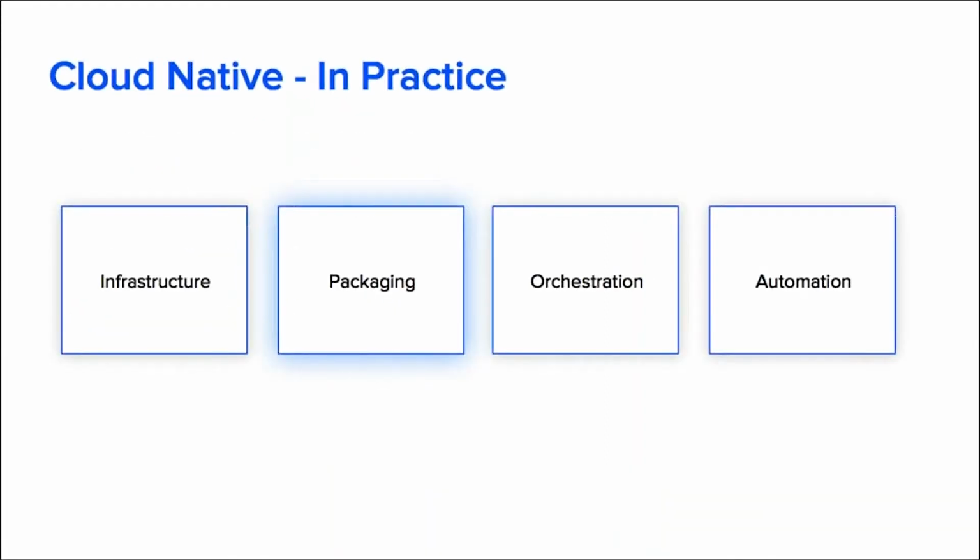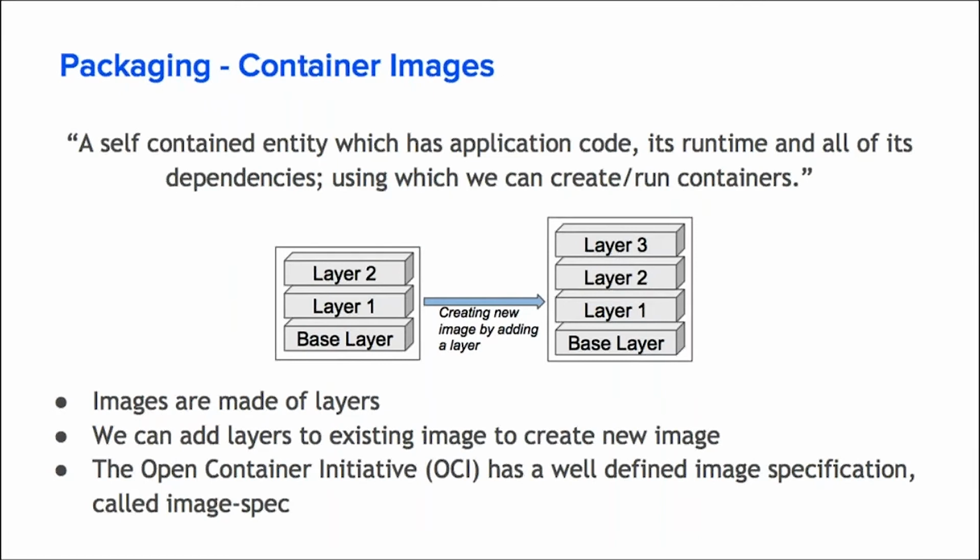Okay, now let's talk about packaging. In packaging for a cloud native system, we use container images. A container image is a self-contained entity which contains application code, its runtime, and dependencies. And with that particular image, we could create and run containers. On the screen, you can see we have an image with 3 layers: base layer, layer 1, layer 2.